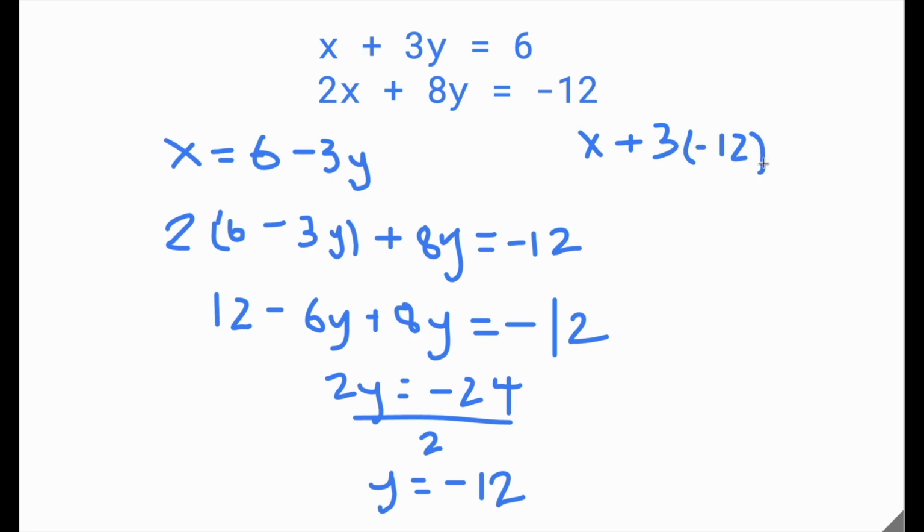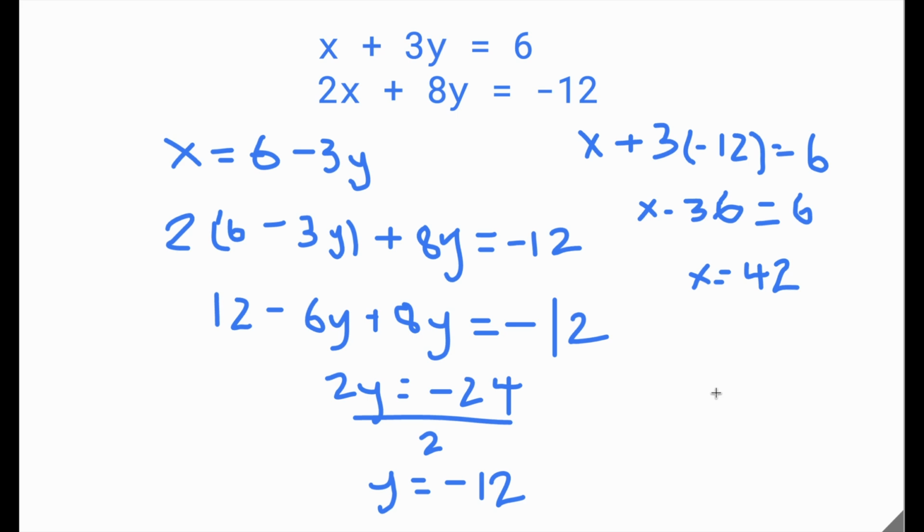Negative 12 equals 6. So that's going to simplify to x minus 36 equals 6. And if I were to add 36 to both sides, it's going to give me x equals 42.